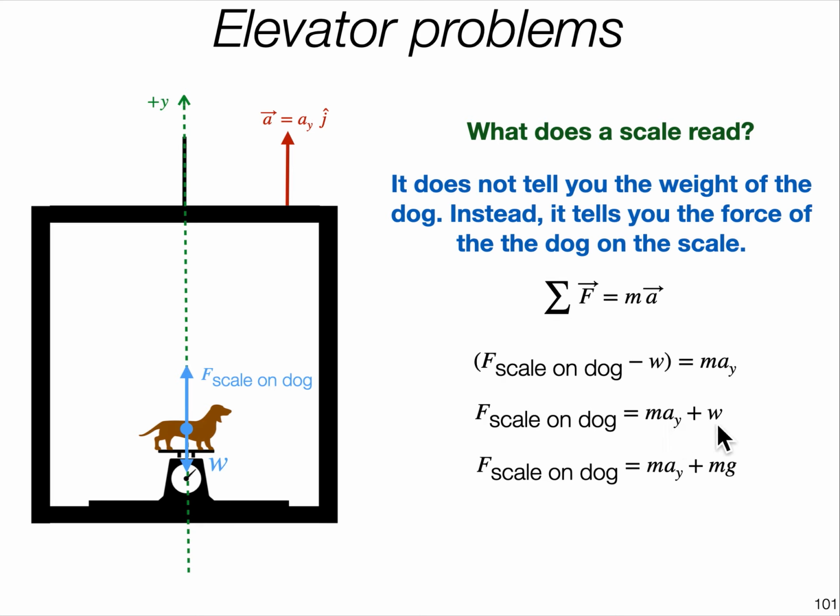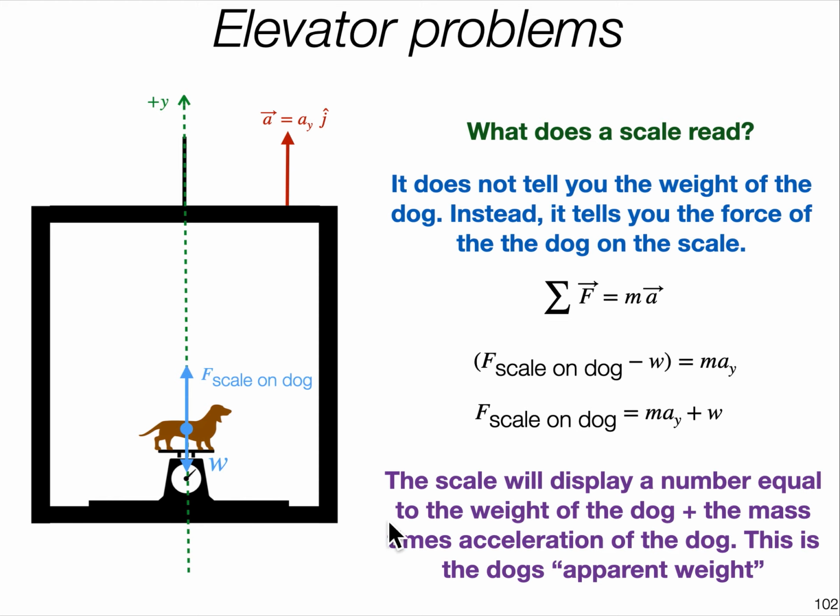So what does that mean? It means that a scale is not going to display a number equal to the weight of the dog. The scale is going to read this number, the weight of the dog plus the mass times acceleration of the dog. Since the scale is pushing up on the dog, it is not going to read just the weight of the dog. It's also giving the dog this acceleration, which is going to make this read a larger number. This is what we call apparent weight. And you may have felt this before in an elevator. You may feel heavier as you're accelerating upwards in an elevator.